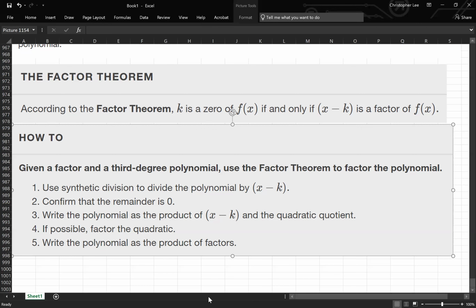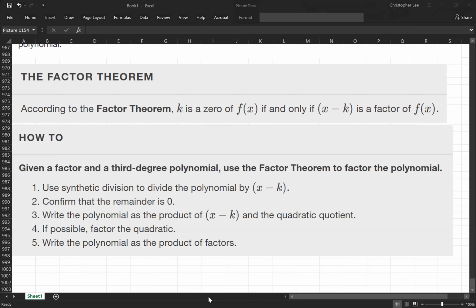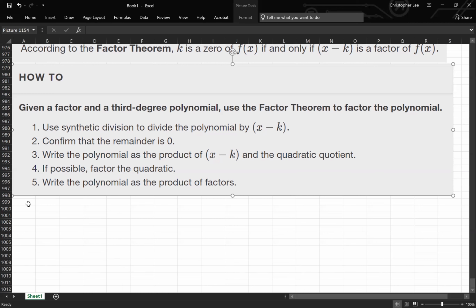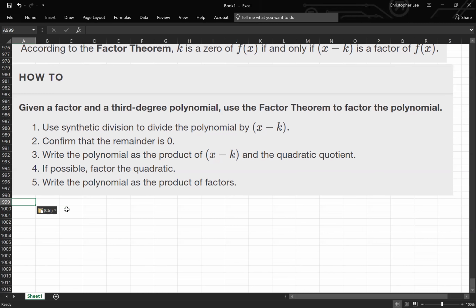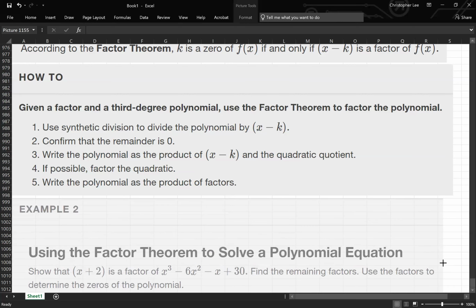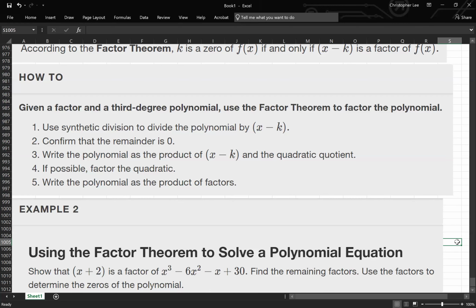Things just got interesting right now. So there's no more, oh, this thing can't be factored. Yes, it can. Yes, it can. All right. So bam, here we go.